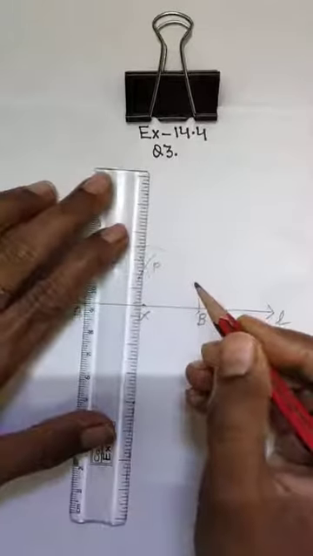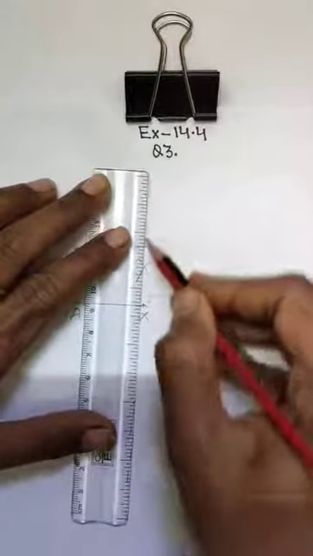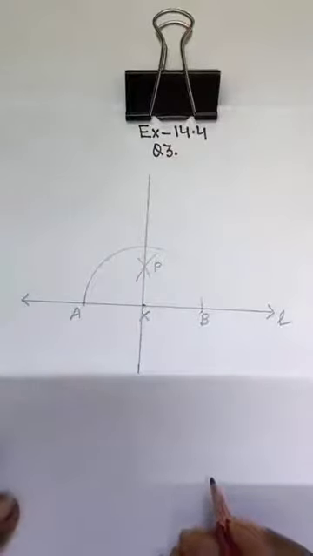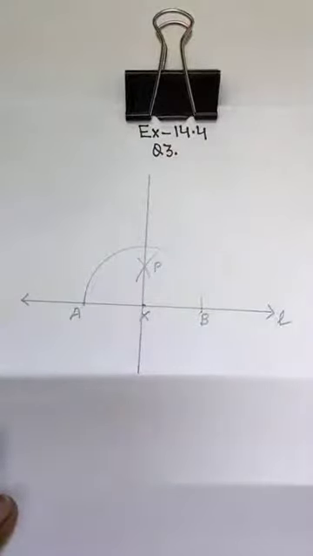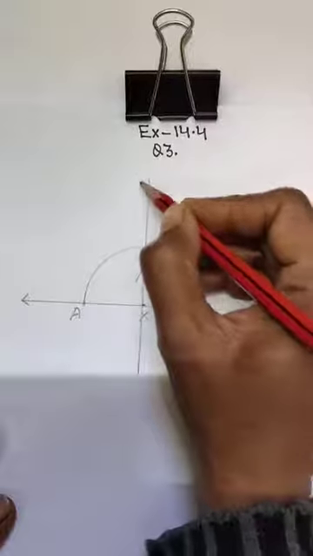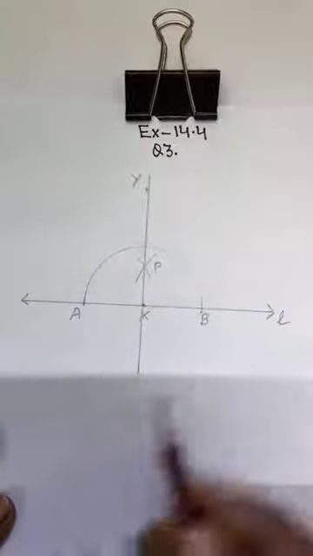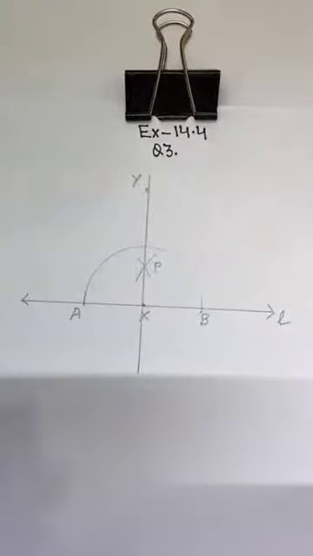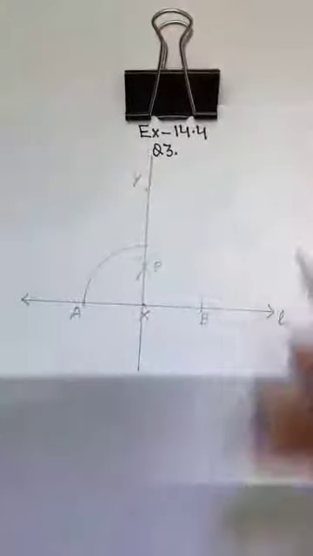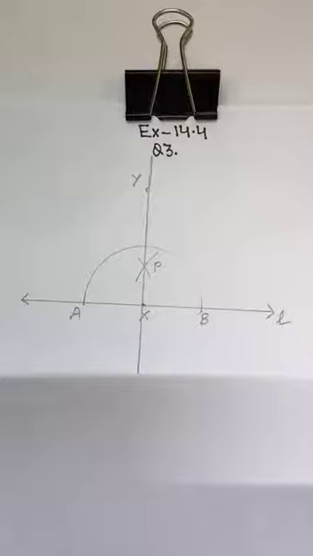Join XP like this. Okay. But it is said that XY is perpendicular to L. So what you will say? Give here somewhere the name Y. So now XY is perpendicular to L. हमें इसे Y नाम देना है. So we have given XY. XY is perpendicular to L.